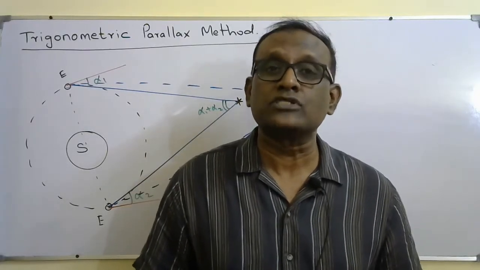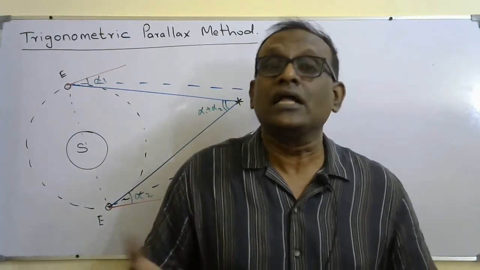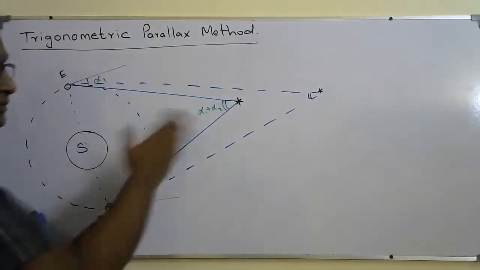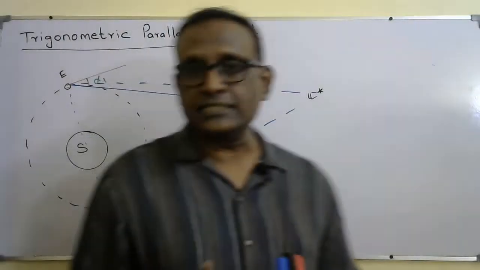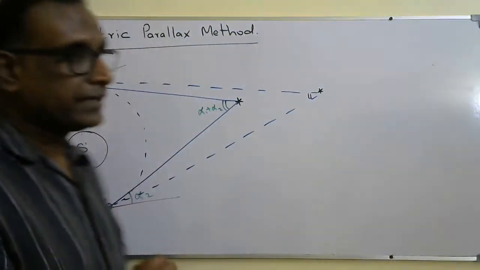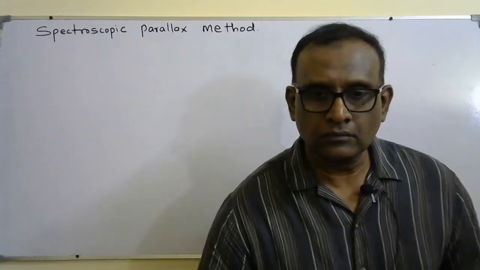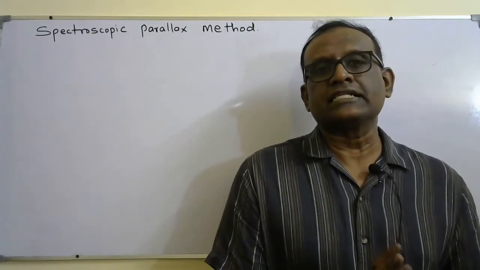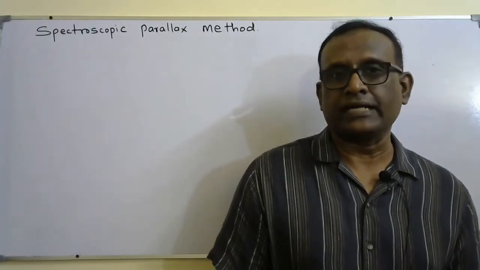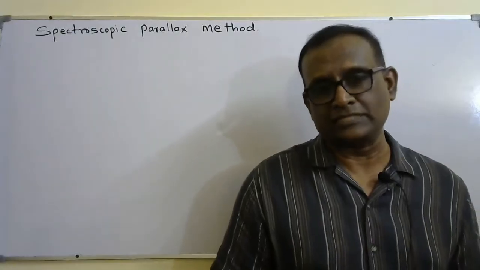Maybe it could become smaller than the precision of the apparatus. So the percentage uncertainty will become larger. So that's the reason this method has limitation. But this method is a good method for nearby stars. We can use this method only up to a distance of 100 parsec. Okay, so if the distance of a star is more than 100 parsec, we can't use the trigonometric parallax method. So the next method is the spectroscopic parallax method.